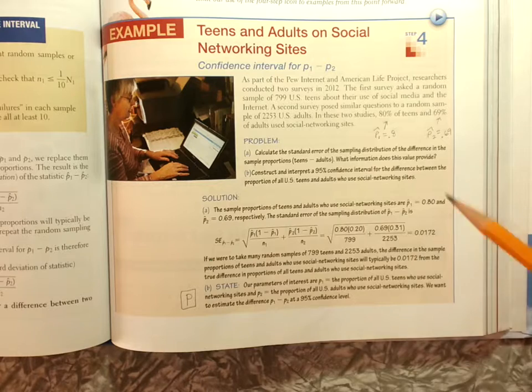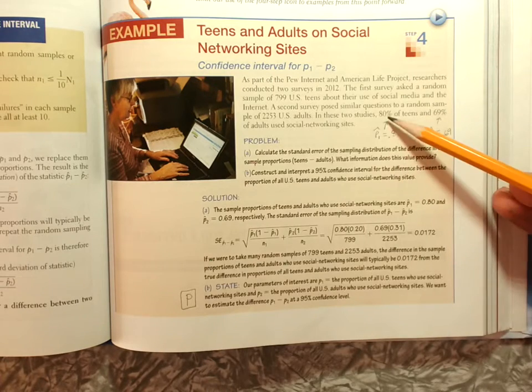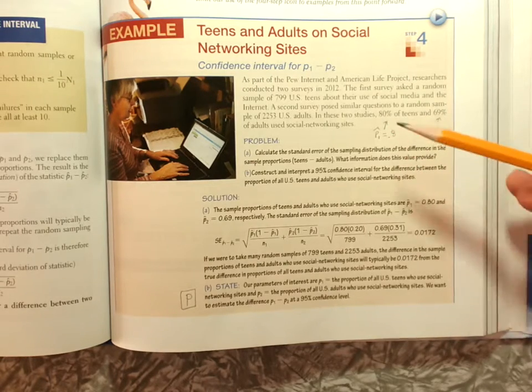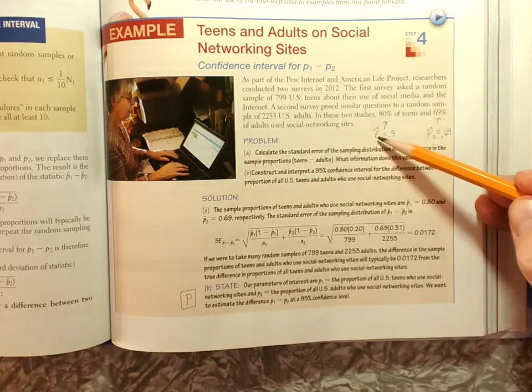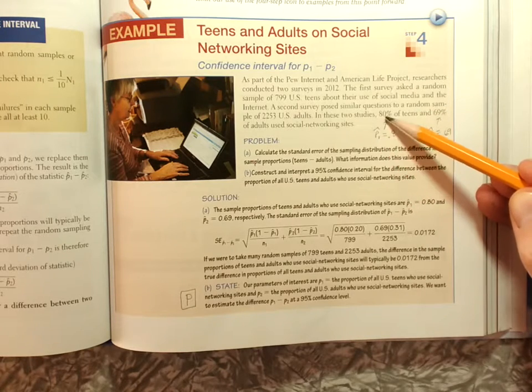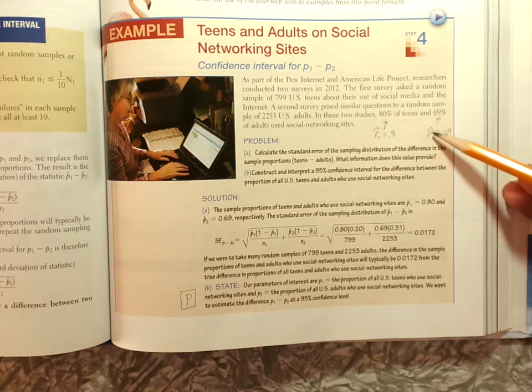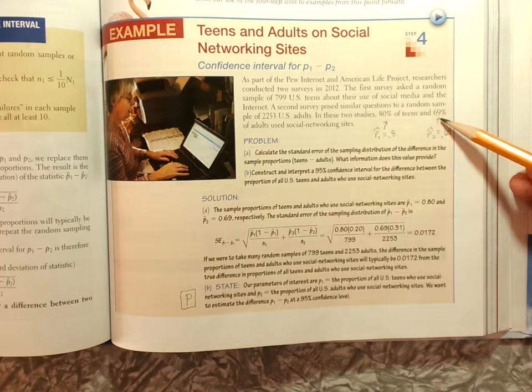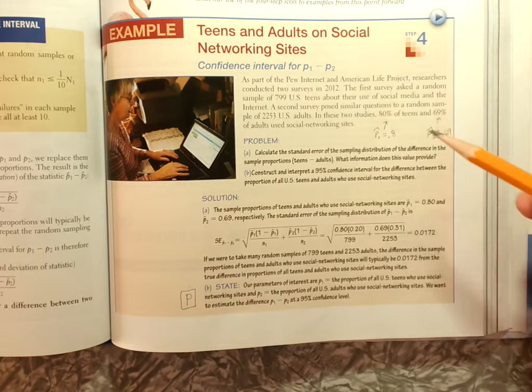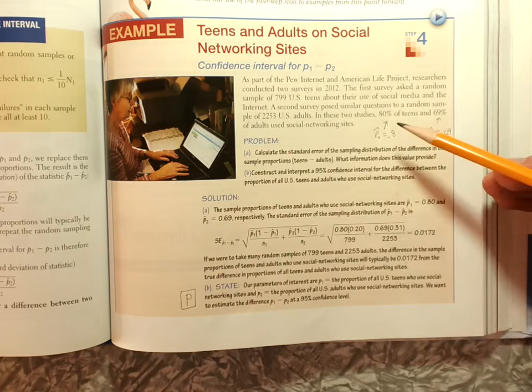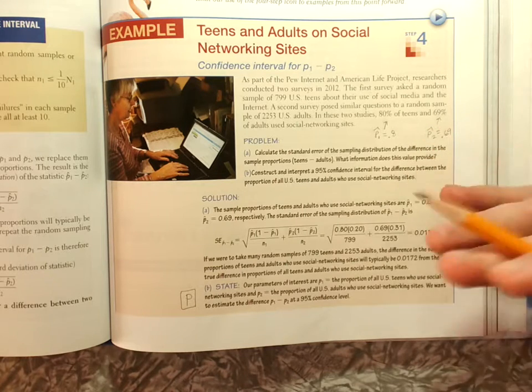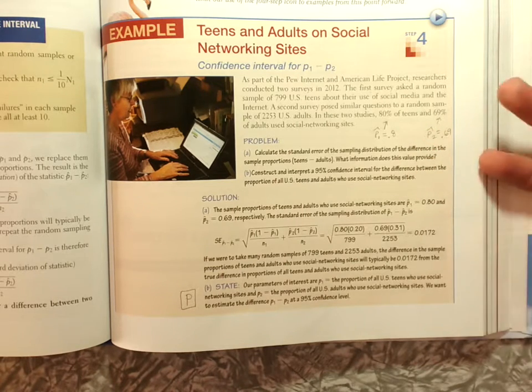So we can see that this is a proportion. 80%, percents and proportions are the same thing. So we have p hat 1, the teens' percentage, and p hat 2, the adults' percentage. These are statistics based on samples. We're going to compare these two to make assumptions about the entire population of U.S. adults and the entire population of U.S. teens.